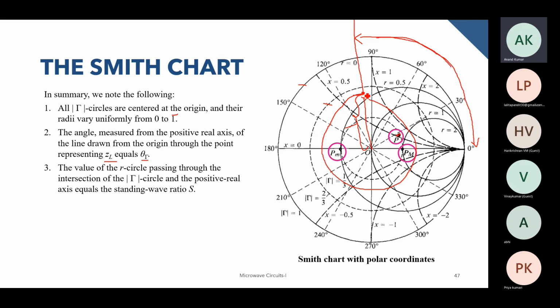And when this particular circle cuts the real axis at these two points, where it cuts on the positive side, if you look at the R circle passing through it, you'll find this might be equal to R equal to something like 3 or 4, and that R will give you the voltage standing wave ratio.